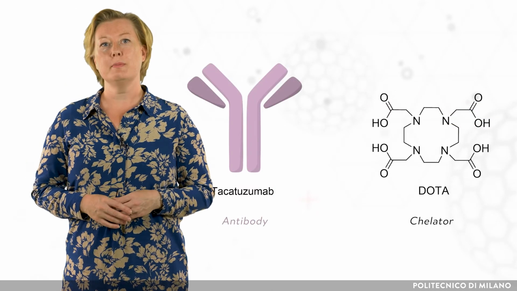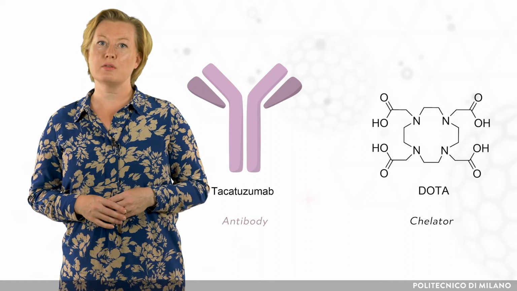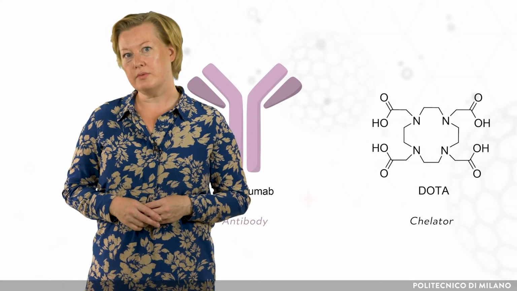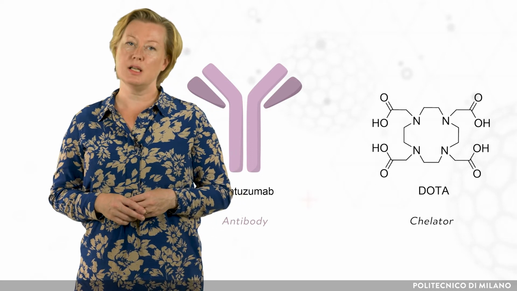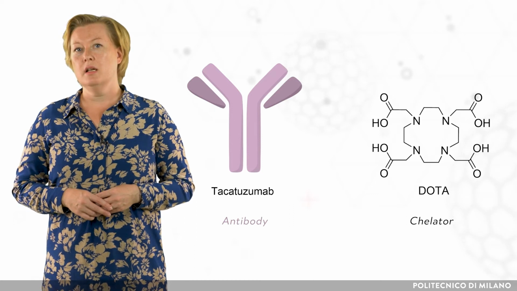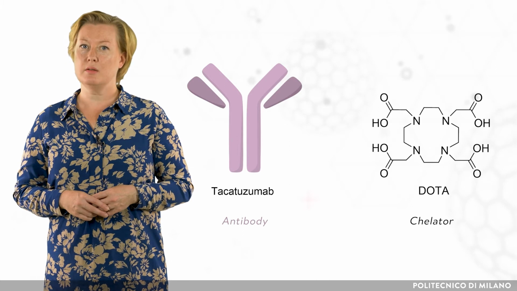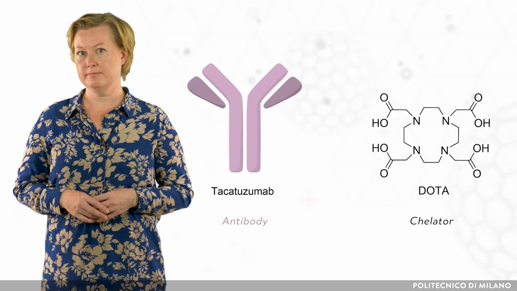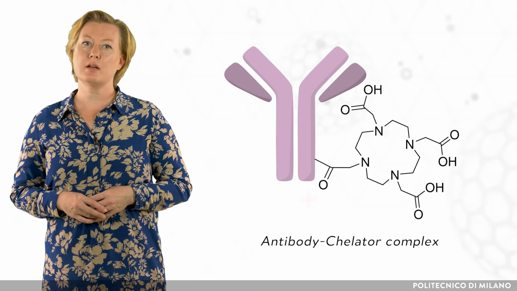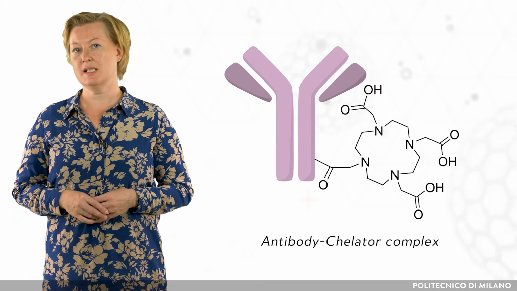Another example of metal chelates is the antibody tacatuzumab conjugated with the macrocycle DOTA. DOTA is a very common chelator for therapeutic radiometals such as yttrium-90 and lutetium-177. Yttrium-90 and lutetium-177 labeled tacatuzumab can be used for cancer treatment. The antibody targets the cancer cells, and the therapeutic radiometal causes damage to the tissue and eventually cell death.